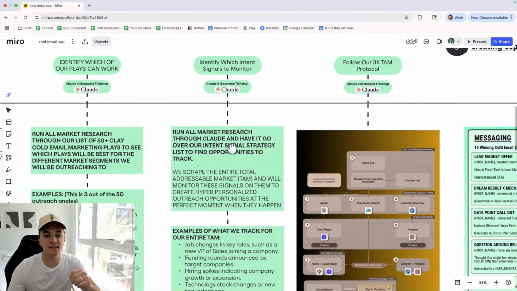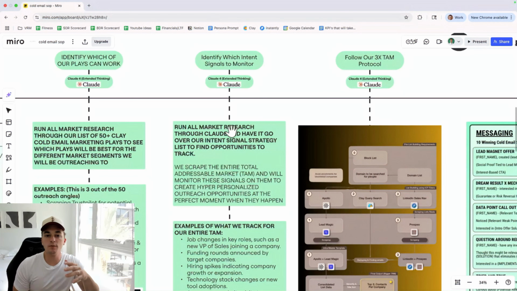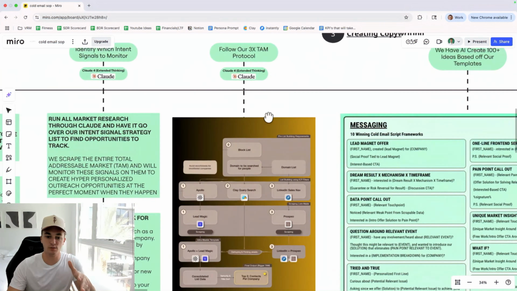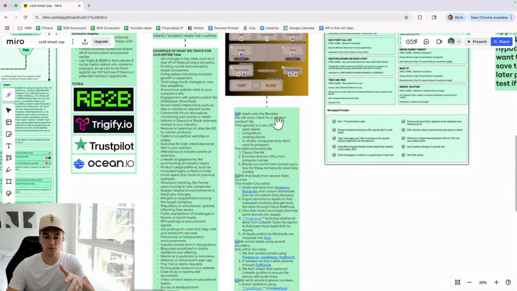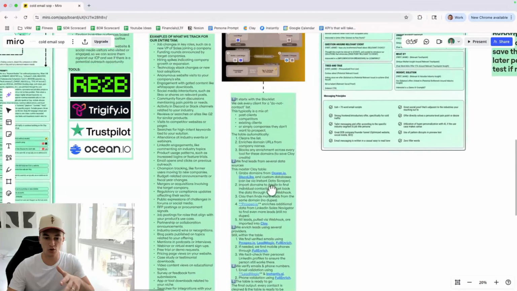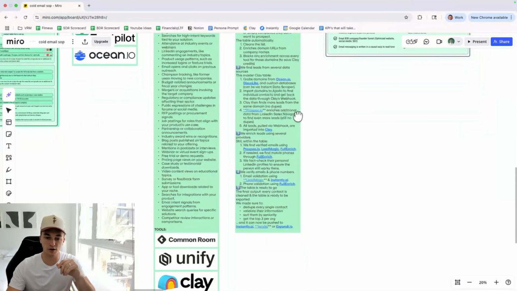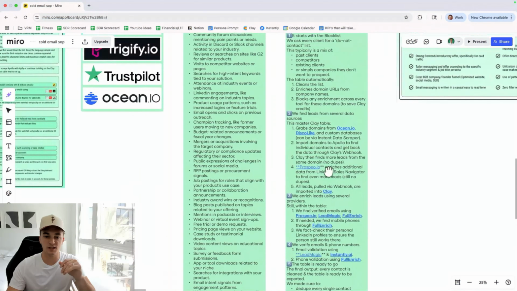Next step is we scraped the whole market, and we'll segment it into different segments, right? But then what we'll do is we'll basically 3x our total addressable market with this protocol. So we have this whole protocol that we'll follow, which will basically take our data and 3x it, right? So it'll do lookalike searches and a whole bunch of stuff right here. It's all here. I'm not gonna go too into the weeds because it'll take forever.